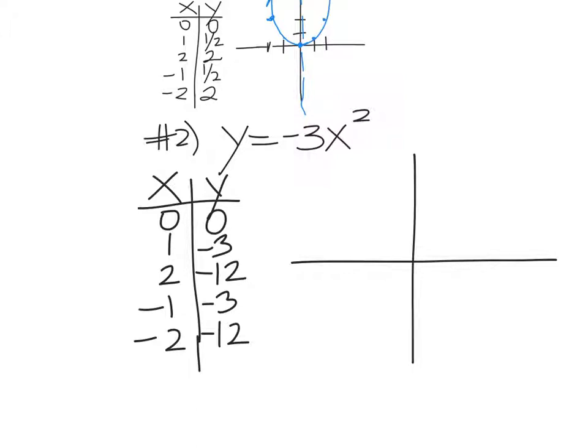All right, so let's plot the points. I've got 0, 0. I've got 1, 1, 2, -3. By the way, I also have -1, -3. That's going to be its kind of counterpart on the other side of the axis of symmetry. And then I've got, whoa, -2, -12, or +2, -12, -2, -12.